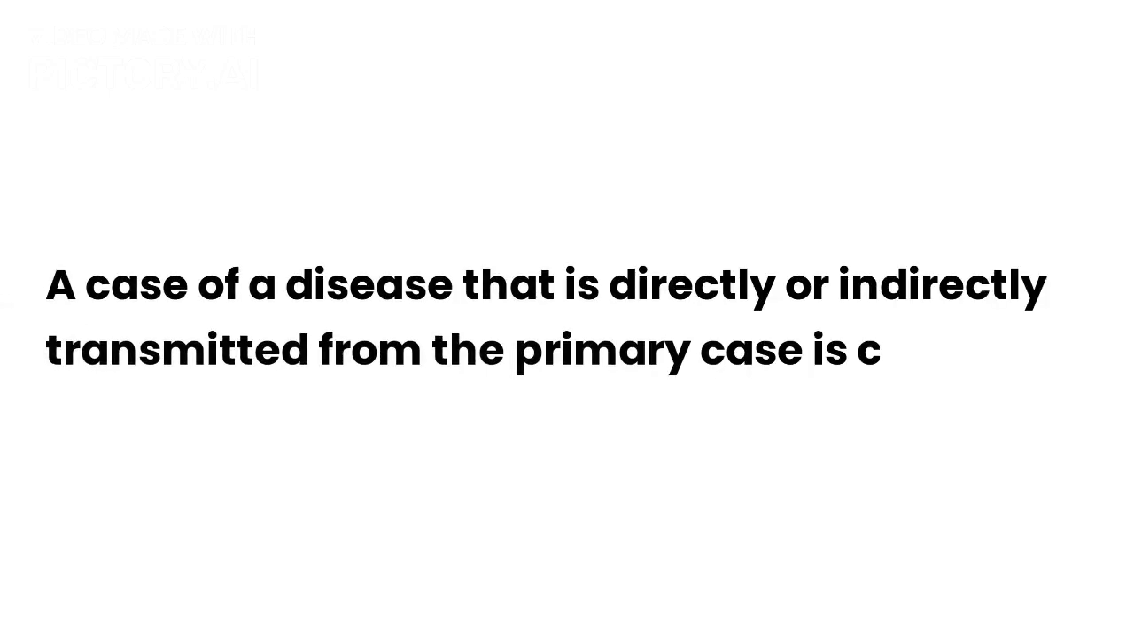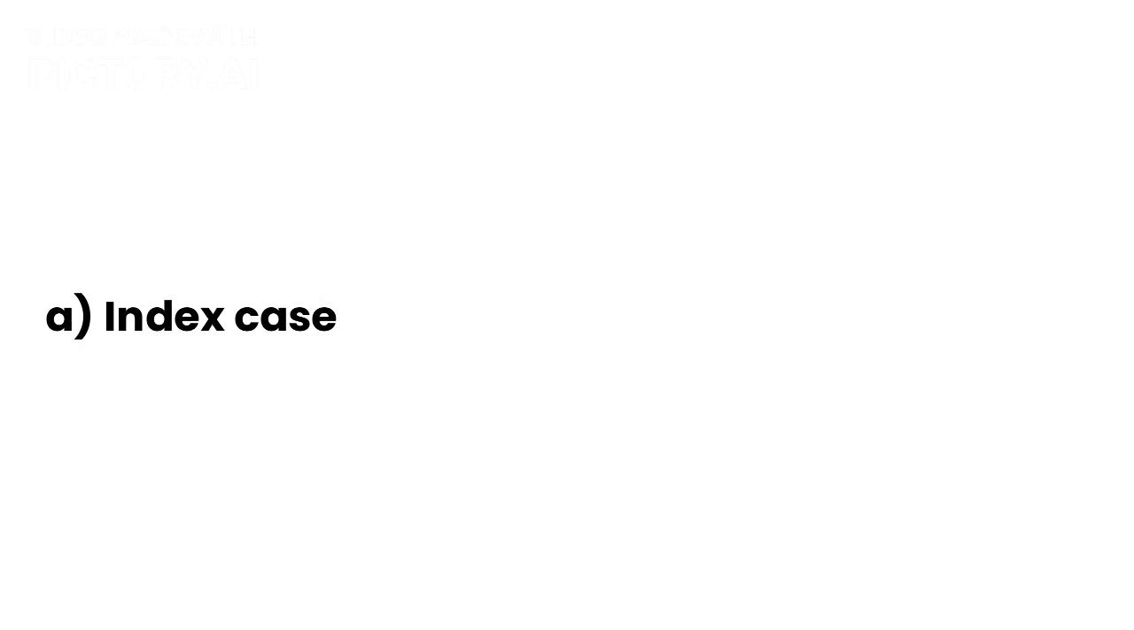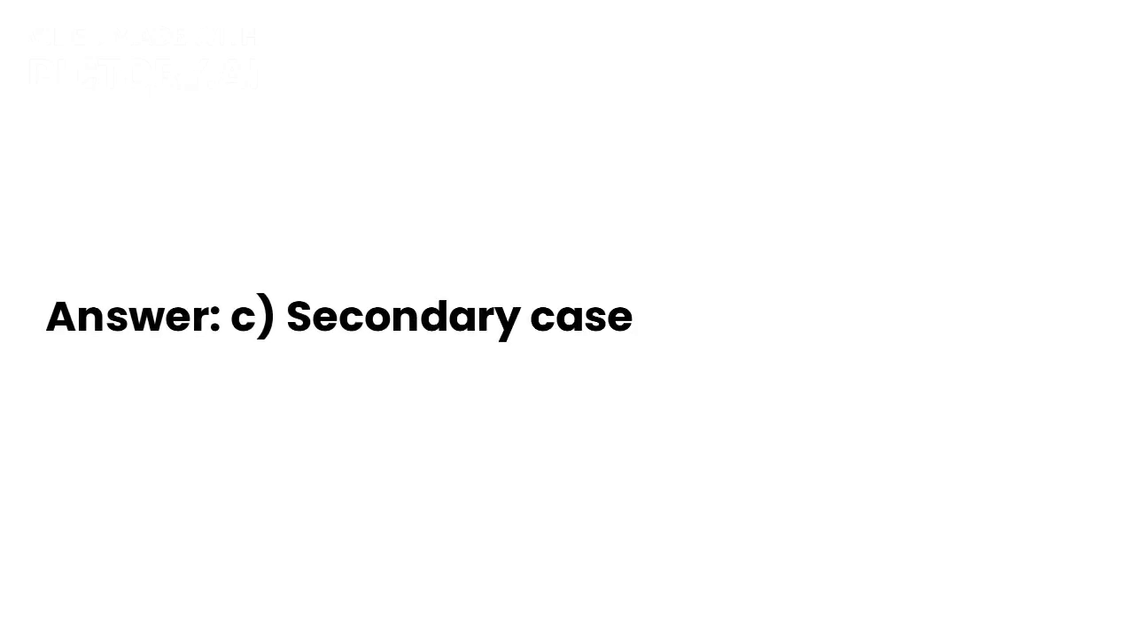16. A case of a disease that is directly or indirectly transmitted from the primary case is called a A. index case. B. primary case. C. secondary case. D. sporadic case. Answer: C. secondary case.